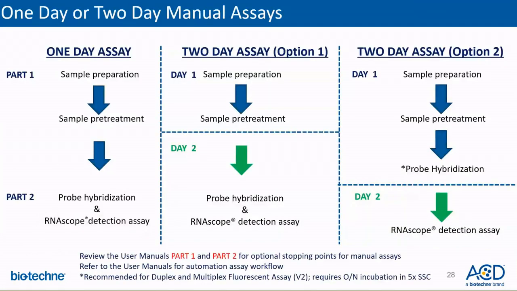RNAscope assay can either be run in a single day or you may split it into 2 days. If you decide to perform the assay over 2 days, then one option is to complete the sample preparation and pre-treatment on day 1 and then start with the probe hybridization step on day 2. Alternatively, you may finish the probe hybridization step on day 1. That includes 2 hours incubation with probe and subsequent washing with wash buffer, and then leave the slides in 5x SSC solution overnight. On day 2, you will perform the amplification steps followed by detection.